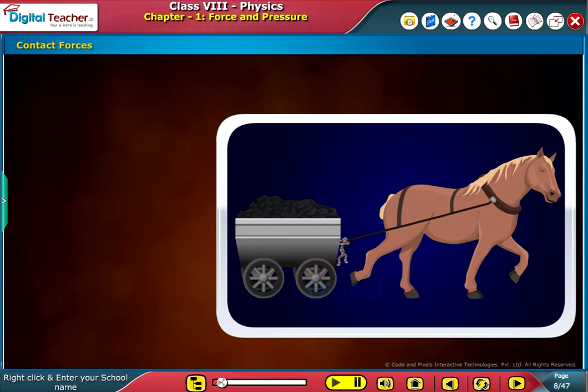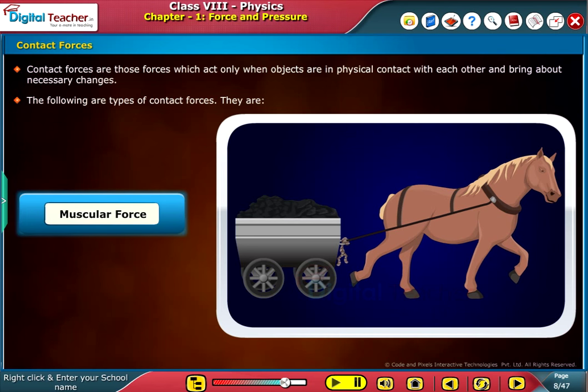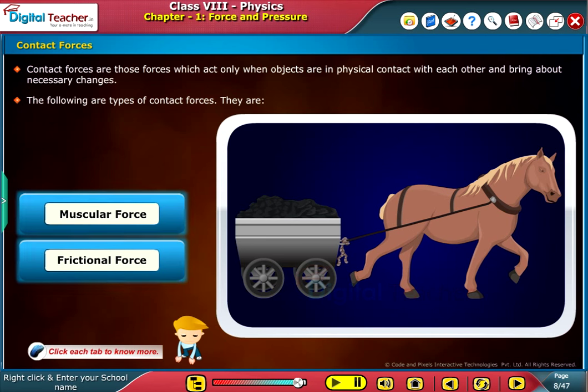Let us know about the contact forces. Contact forces are those forces which act only when objects are in physical contact with each other and bring about necessary changes. The following are types of contact forces. They are muscular force, frictional force. Click each tab to know more.